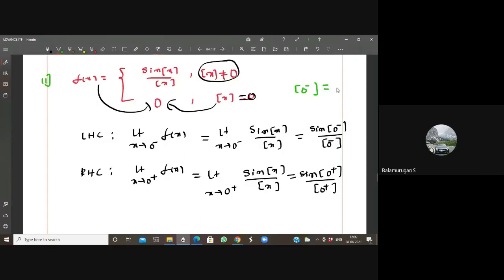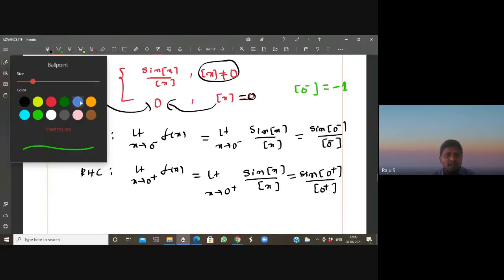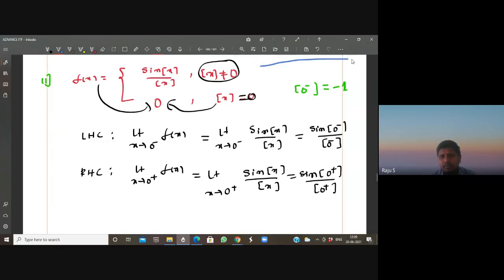-1. Minus 1. Why? Because 0 minus means the value is lesser than 0. If we draw the real line here, and this is 0, this is 0 minus, here minus 1 will be there, here plus 1 will be there. This is in between 0 plus, 0 minus, 0 plus region.